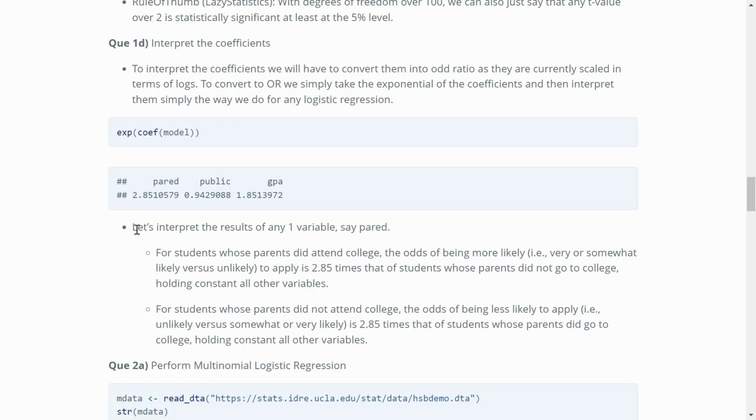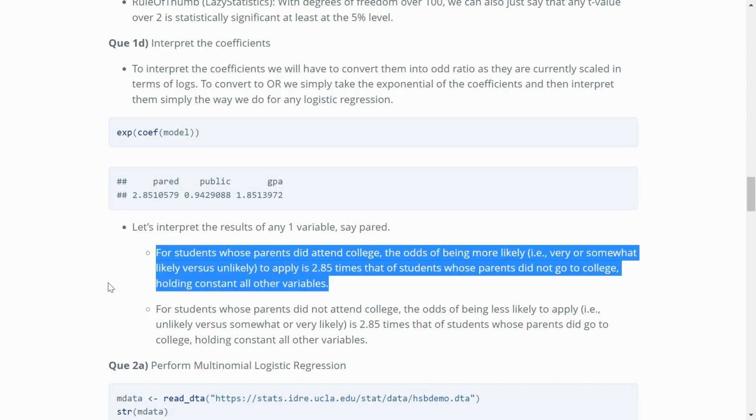Now let's interpret the results for any one variable, say the paired variable. So for the students whose parents did attend college, the odds of being more likely, that is very or somewhat likely versus unlikely, to apply is 2.85 times that of students whose parents did not go to college, considering all the other variables are constant.